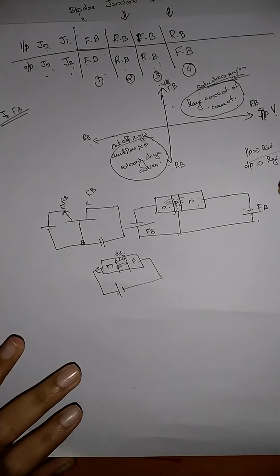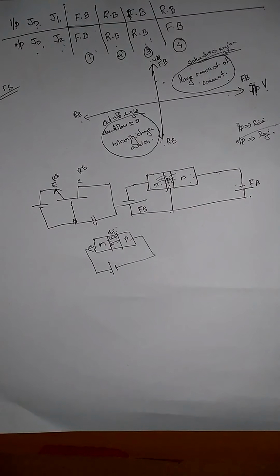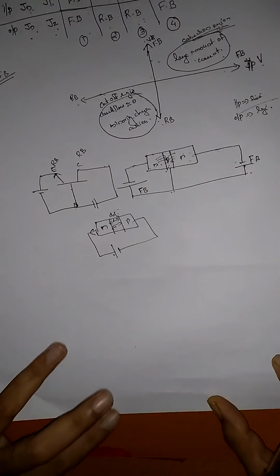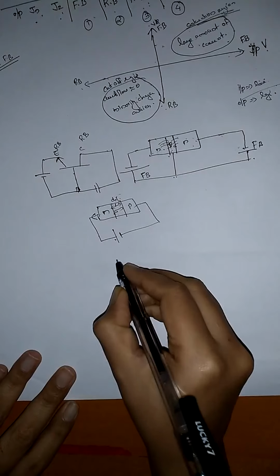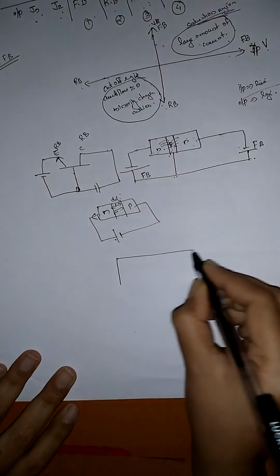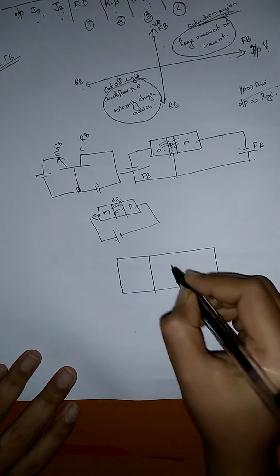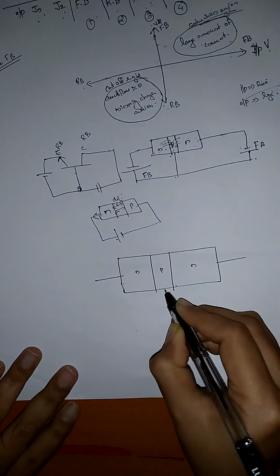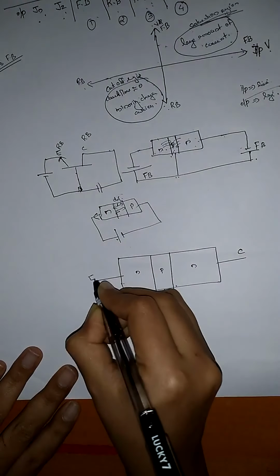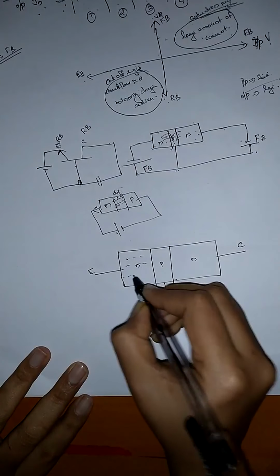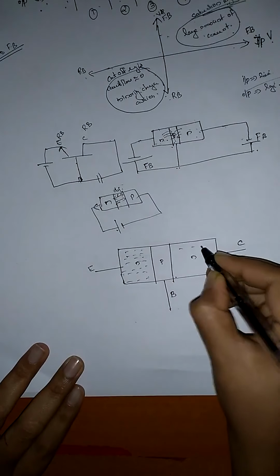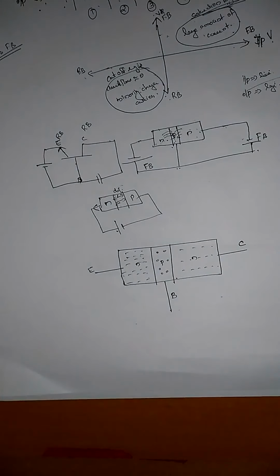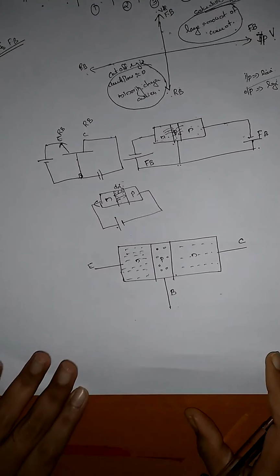Now we should know what happens when one of the junctions is forward biased and the other is reverse biased. So I am drawing again. First I am taking the input junction as forward biased. So this is J1. This is NPN, emitter, base. This is my base terminal, collector terminal and emitter terminal. This is heavily doped and this is intermediately doped. And this is the P region, that is very lightly doped. I am representing only the majority current carriers in the diagram.